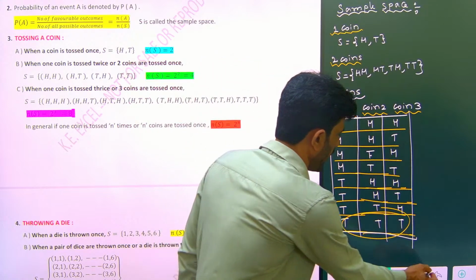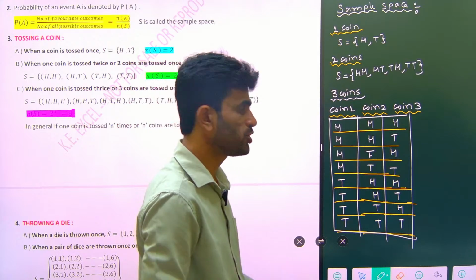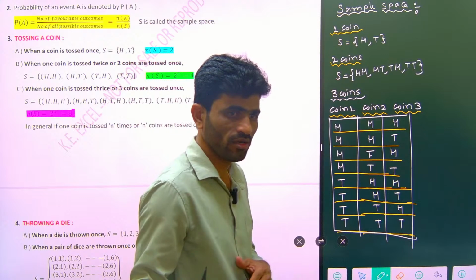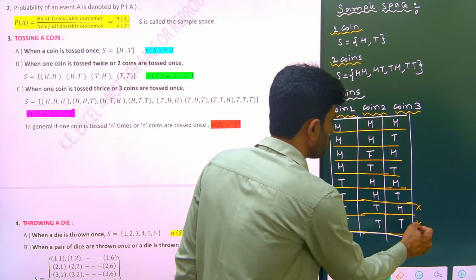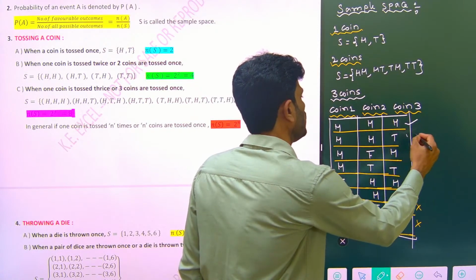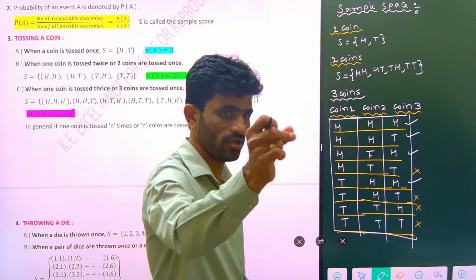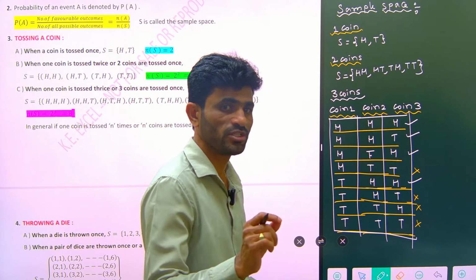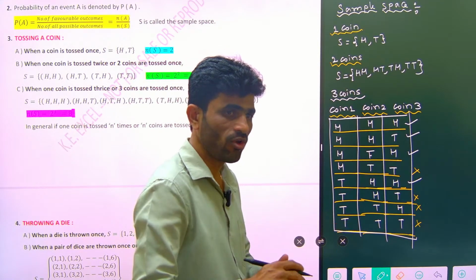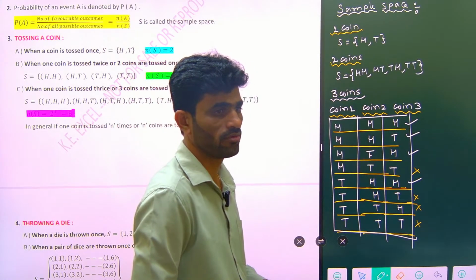Correct? At least 2 heads. If they say at least 2 heads, minimum 2 should be there. So when minimum 2, wherever we have 1 or less than 1 should be removed. We should not take. So this is not there, this is not there, this is not there, and this is not there. Remaining will be there. 1, 2, 3. That is what at least 2. Okay. At least 1 means what? Minimum 1, or you can have 1 or more than 1. At least 2, 2 or more than 2 you should have.